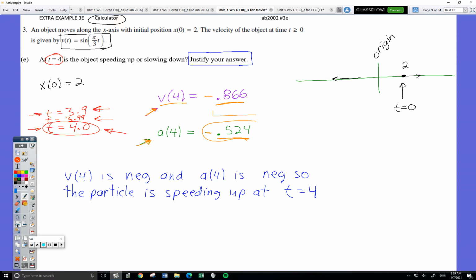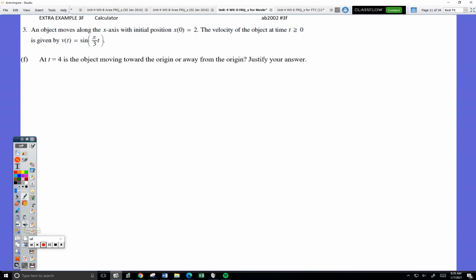Okay, next thing. Extra example 3F. Oh yeah, please, Aaron. With this one, can you just use the same work from above to figure it out? We will use part of the work above, but we do need some new work.